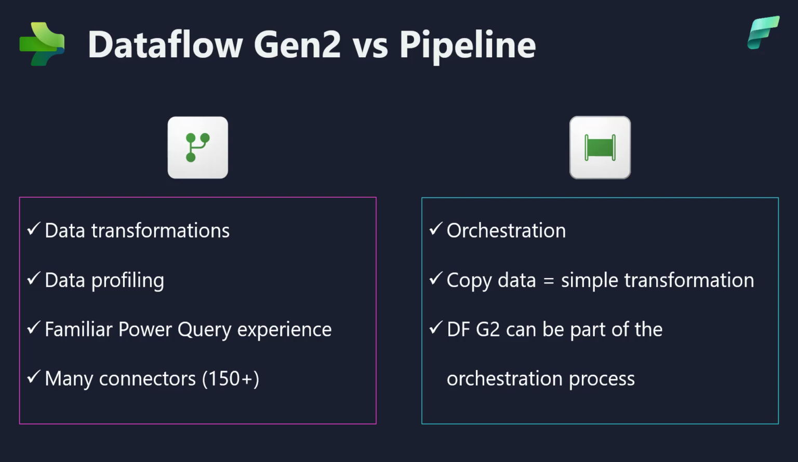On the other side, pipelines' main purpose is for data orchestration. Using copy data activity, you can apply some simple lightweight transformations like changing column data type or removing unnecessary columns. But with pipelines, your transformation capabilities are pretty much limited. Again, Dataflows Gen 2 can be implemented as part of the orchestration process and one of the activities in the pipeline.